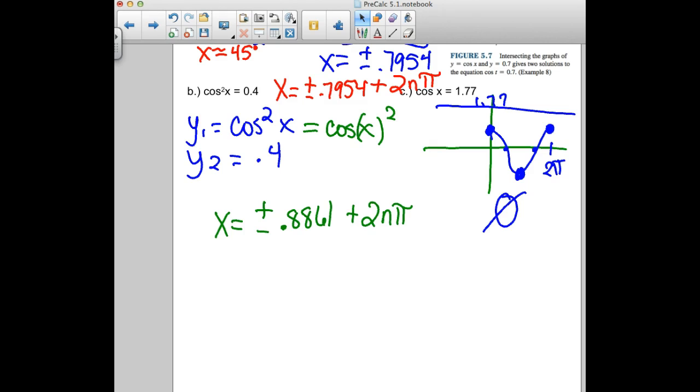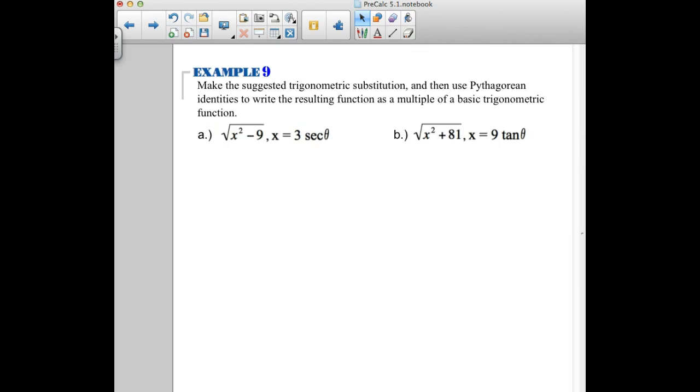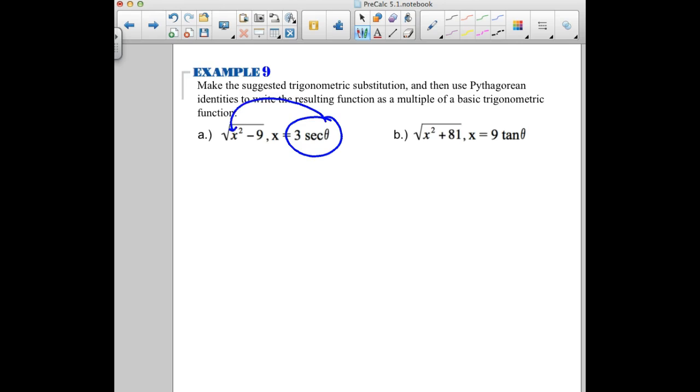All right, our last example, we have two expressions, and it's asking us to do a trigonometric substitution. And then it says use Pythagorean identities to write the resulting function as a multiple of a basic trig function. All right, so we've got the square root of x squared minus 9, and they are asking us to replace x with 3 secant theta. So we're going to dump that in there.